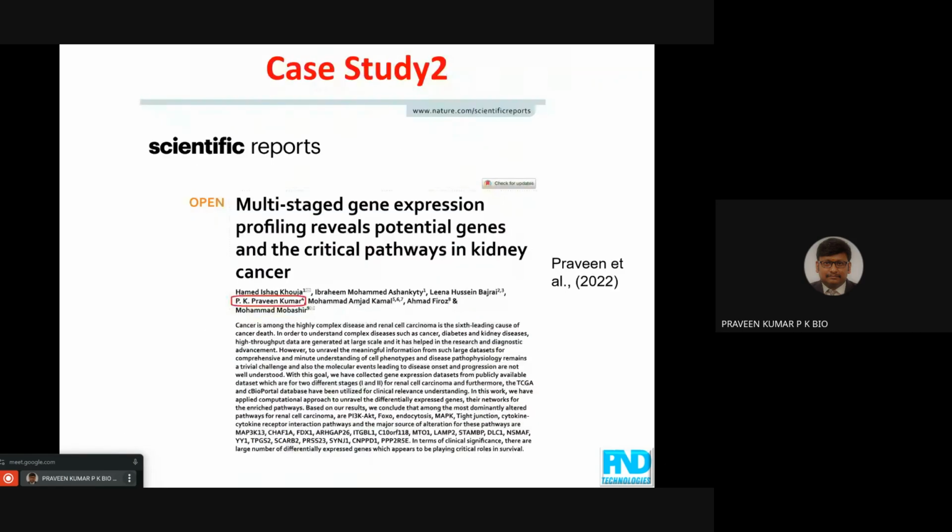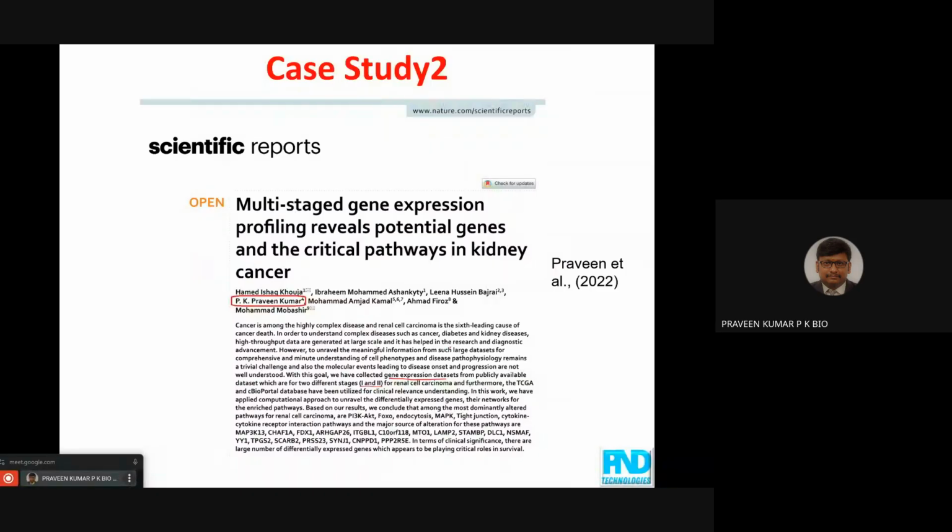The next is case study two. Here also I've used a similar network, systems biology approach. Earlier I tried discovering a drug for treatment of ovarian cancer. But here, in this kidney cancer study, I've downloaded the gene expression data sets, and I focused on diagnosing the important genes in stage 1 and stage 2 of kidney cancer, that is renal cell carcinoma.